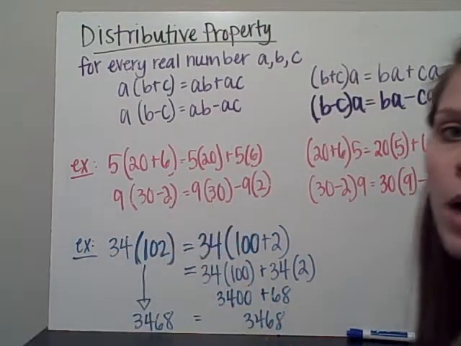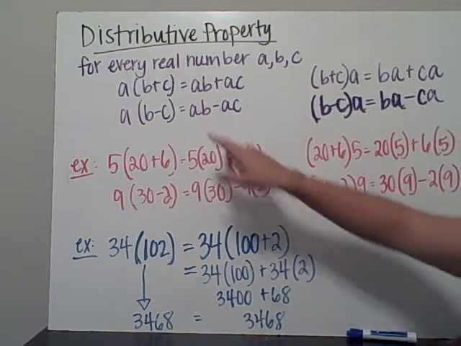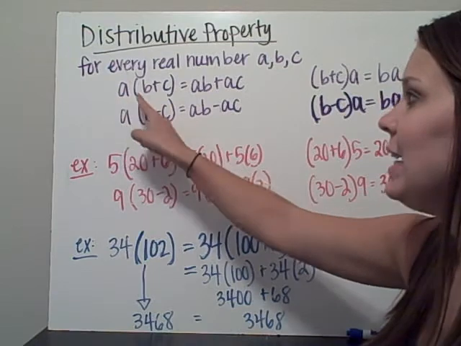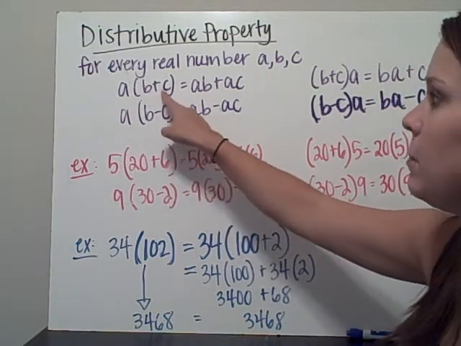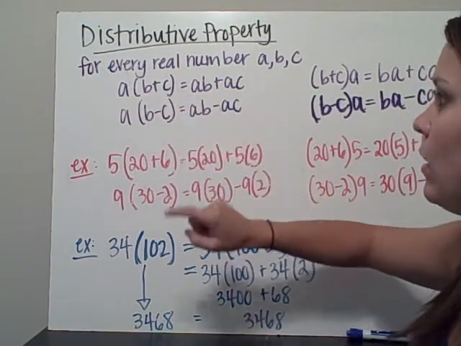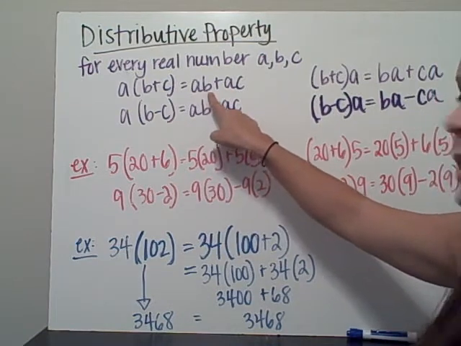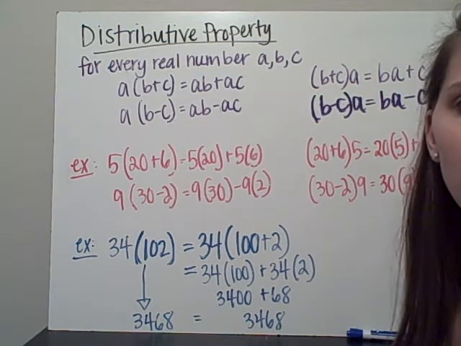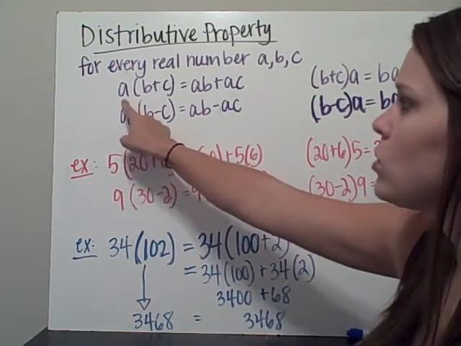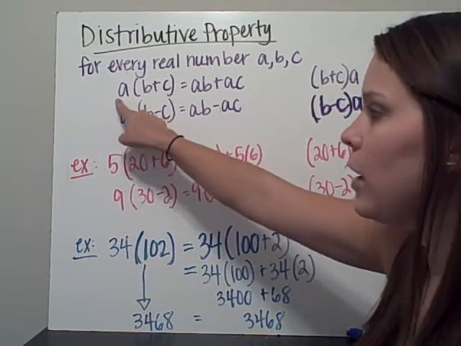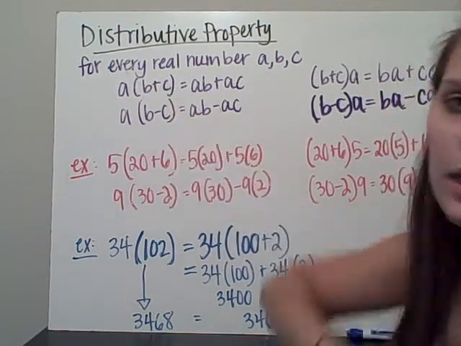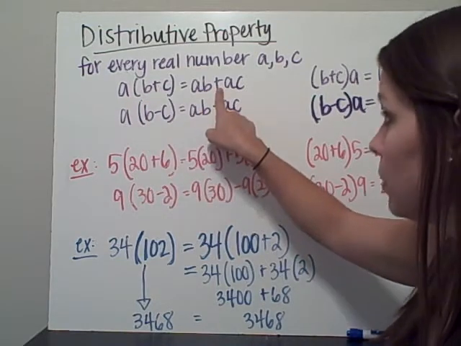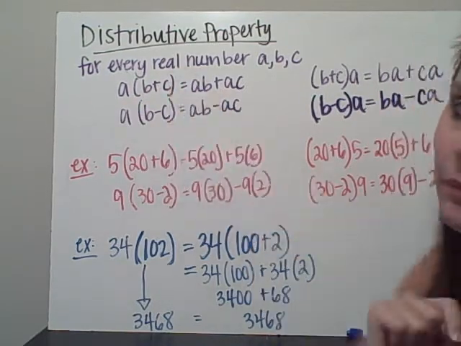The distributive property states that for every real number a, b, and c, a times the quantity b plus c equals a times b plus a times c. So the distributive property is technically just multiplication, but you're multiplying this numerical factor by everything inside the parentheses. So a times b plus a times c.